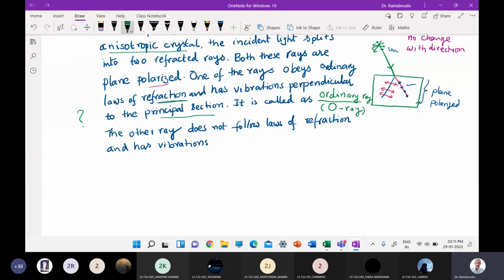Then the other ray. So what is the other law? It will follow this law, with vibrations parallel to.